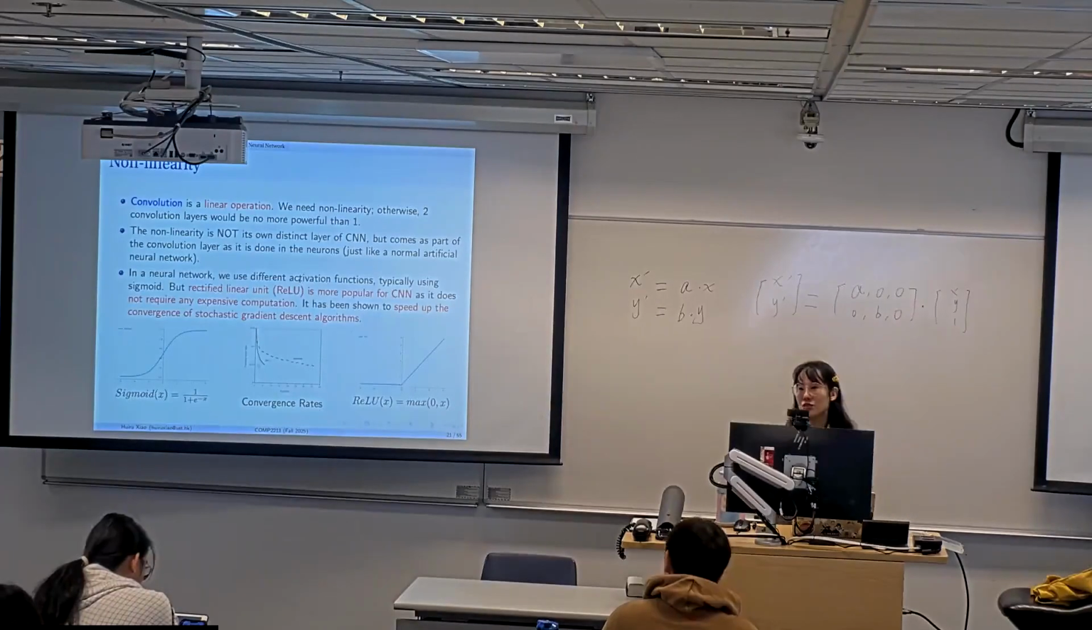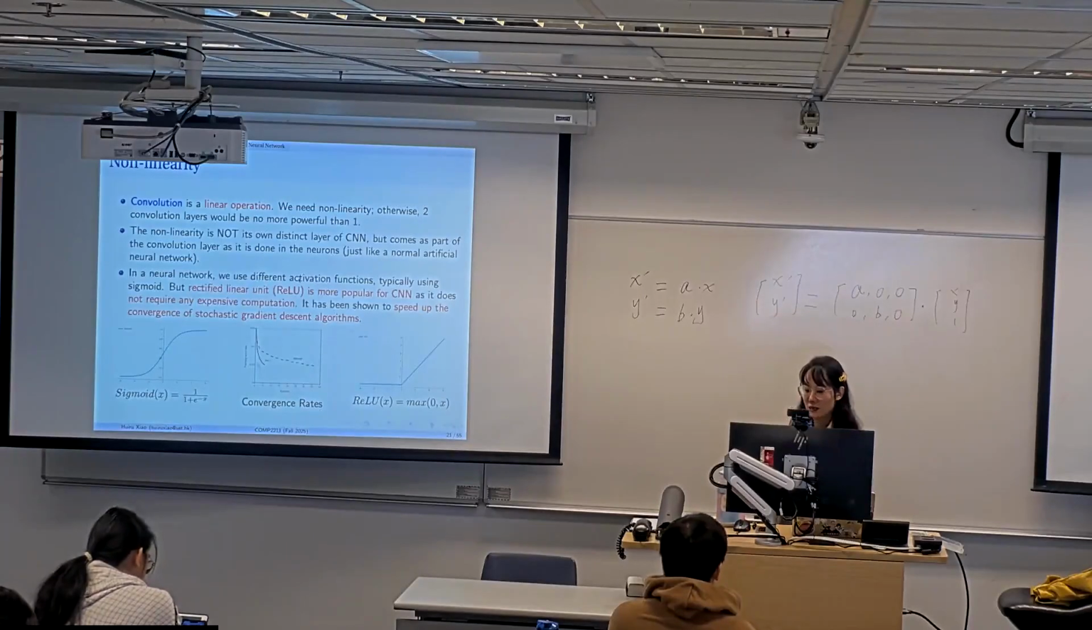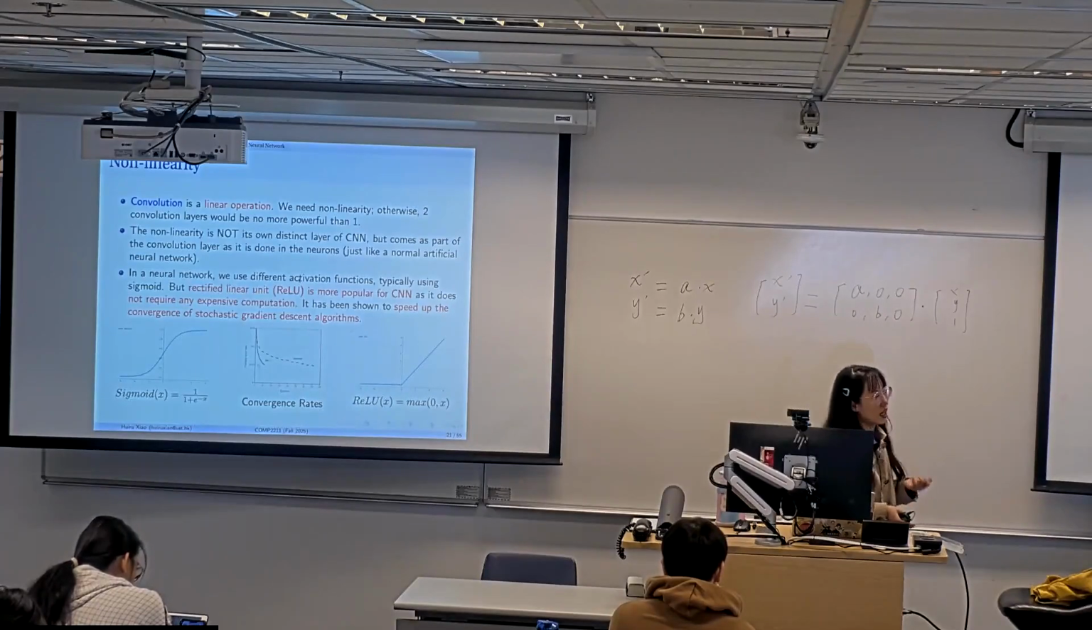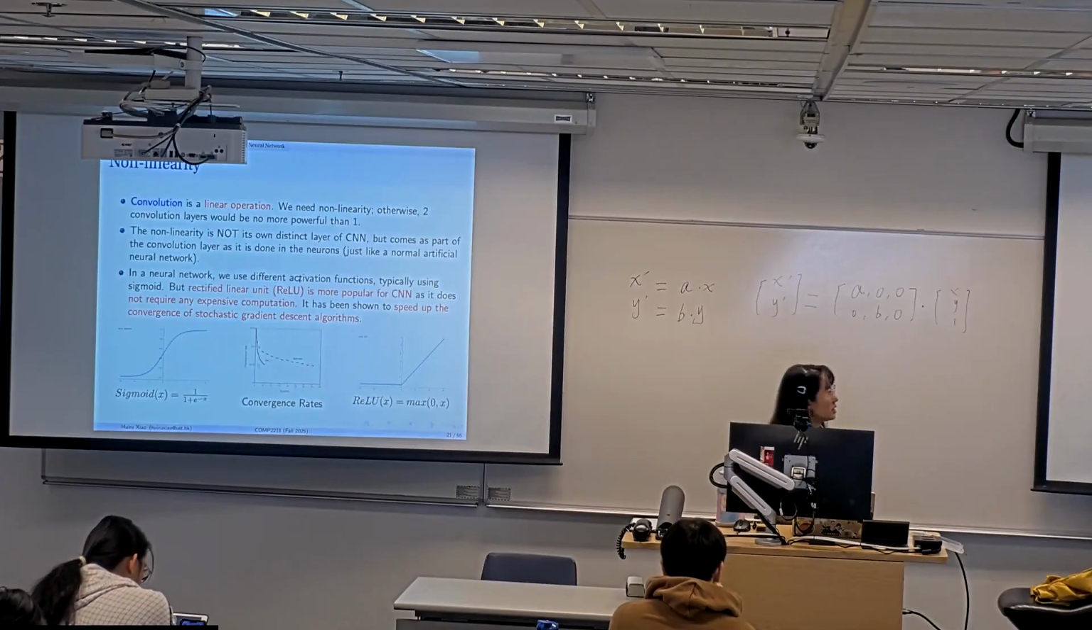So we know image convolution, again, is a weighted sum, right? You do a weighted sum between the input image and the kernel. That's a linear operation. And we said that in a neural network, if all the operations are linear, then it's equivalent to one big linear transformation. The combination of linear transformations is, again, a linear transformation. So definitely we need nonlinearity. Otherwise, 2 convolutional layers would be no more powerful than 1 convolutional layer.